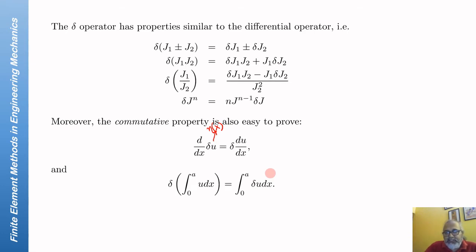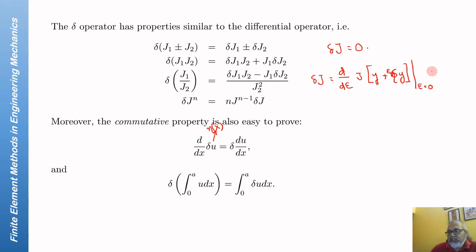Okay, so these are the properties of the delta operator, and the Euler-Lagrange equation is simply therefore written as delta J equal to 0, and delta J by definition is d/d epsilon of J perturbed from the minimum function, evaluated at epsilon equal to 0. So this has to be equal to 0 for this to be a minimum. This is the basic definition, and this delta operator follows these rules.